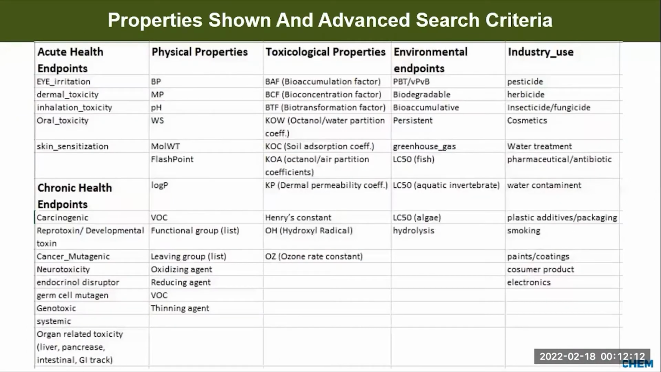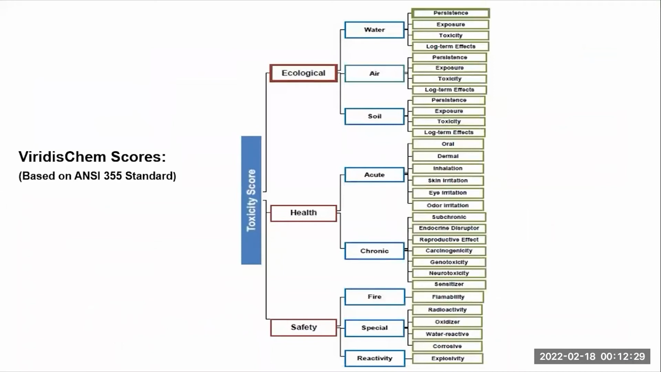Here are all the physical and toxicological properties and scores that we provide through chemical analyzer. And we, in fact, will also provide you information about the industry use for the different chemicals by specific sectors. And here are the scores, the 56 different endpoints that are defined by the ANSI 355 standard to measure toxicity. And we are using those endpoints, and we are now adding a few extra ones as time goes.